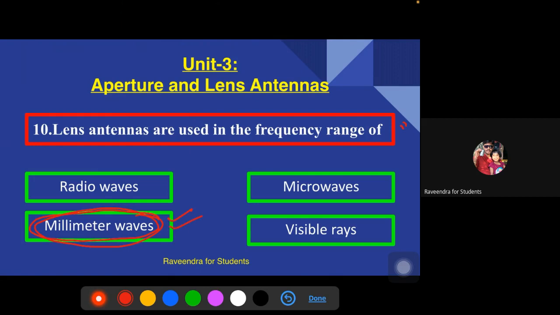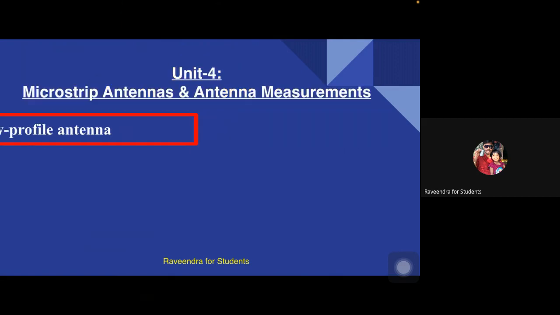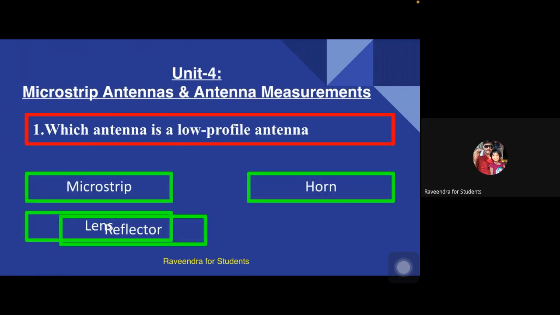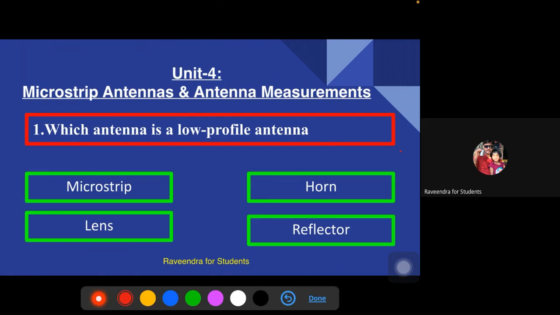Then coming to unit 4, yes, the first one in unit 4 is which antenna is a low profile antenna? Yes, answer is microstrip. All are low. Its directivity, its gain, its size, its weight, all are low. So that's why it is called a low profile antenna.